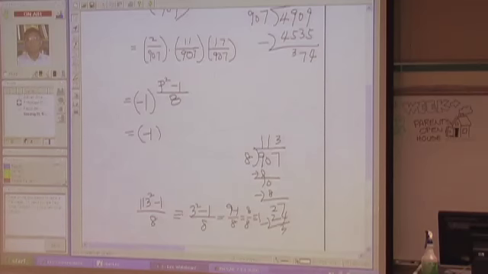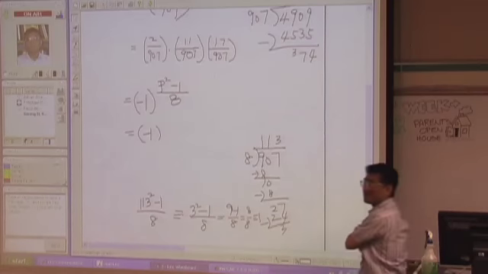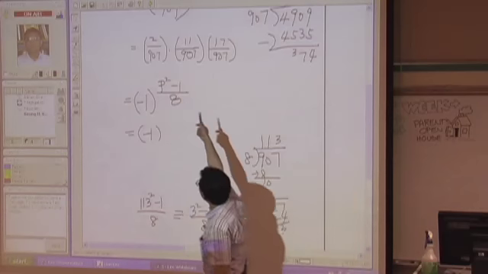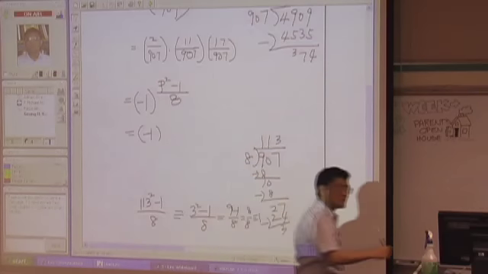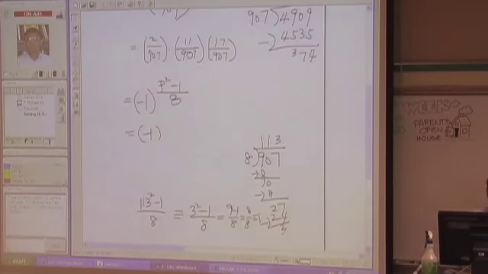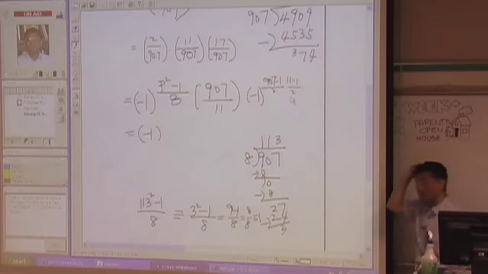As you can see, I don't want to handle big numbers, like a lower position number, right? So I will say 907 upstairs and then 11 downstairs. Then what should we attach? Minus 1 to the power of what? Half and then half. Do you see it? Reciprocity.